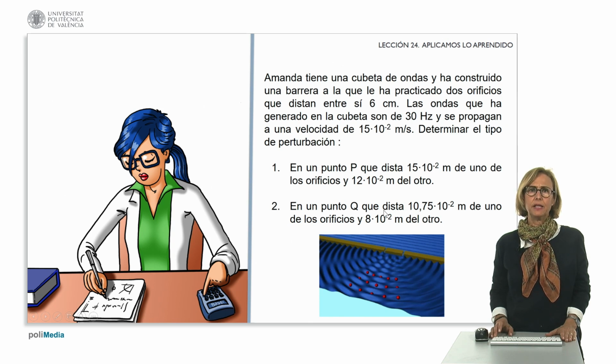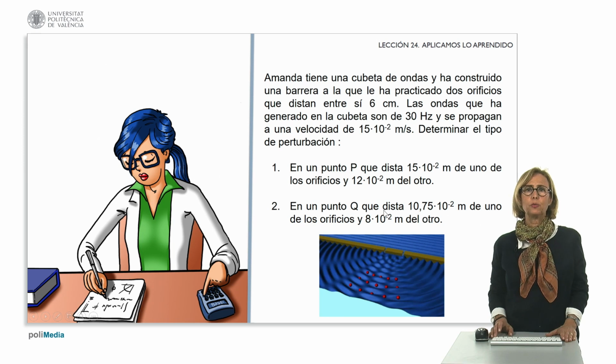And she wants to determine the type of disturbance she has at a point P, which is 15 times 10 raised to minus 2 meters from one of the holes, and 12 times 10 raised to minus 2 meters from the other, and another point Q, which is 10.75 times 10 raised to minus 2 meters from one of the holes, and 8 times 10 raised to minus 2 from the other.